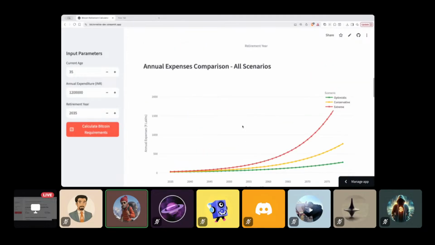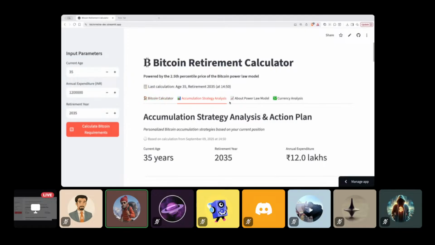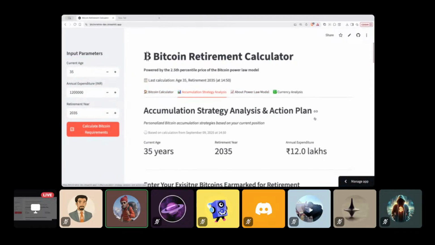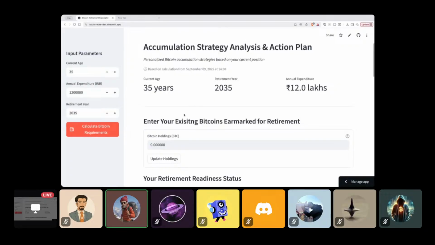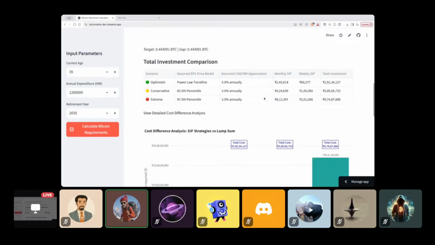That's about this tab. You can also go into this accumulation strategy tab. It will get you how much BTC you have. So right now we have a target of 0.4. Let's say I don't have any BTC now, and I'm looking to accumulate this BTC for my retirement.